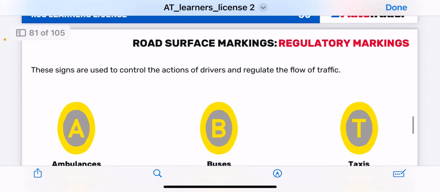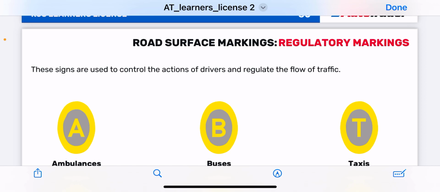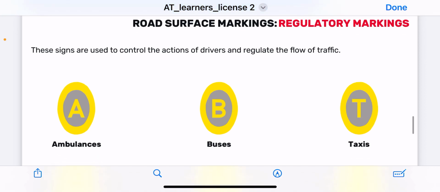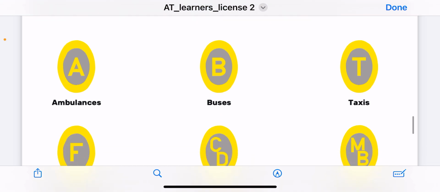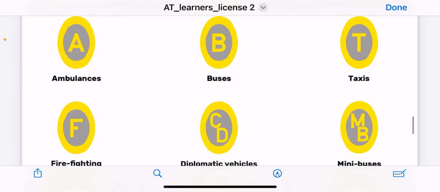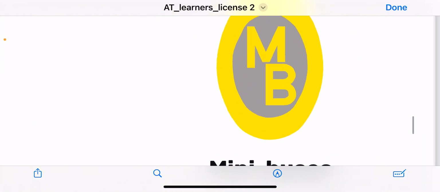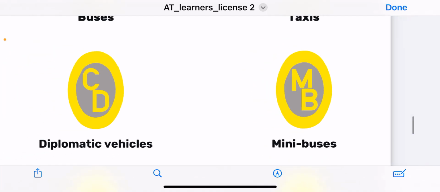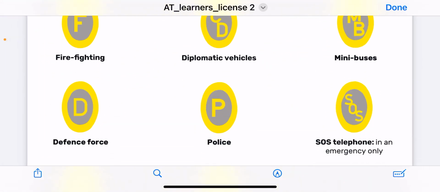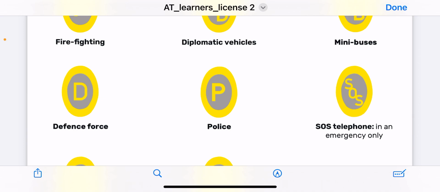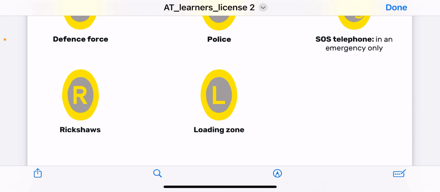Okay. And then you have these ones, which are your regulatory signs, exclusive lanes. These ones are for exclusive lanes or exclusive parkings. So you have A for ambulances, B for buses, T for taxis, F for firefighters, CD for diplomatic vehicles, MB for minibuses. This is not Mercedes-Benz. These are motorbikes. This one is for minibuses, okay? D for Defense Force, P for Police, SOS for SOS telephone in an emergency only, okay? Rickshaws.